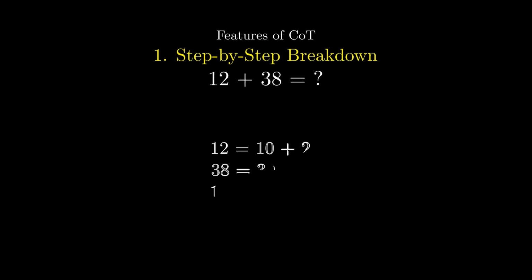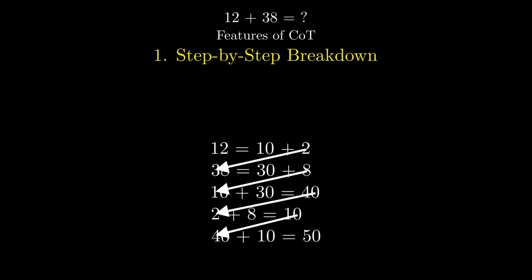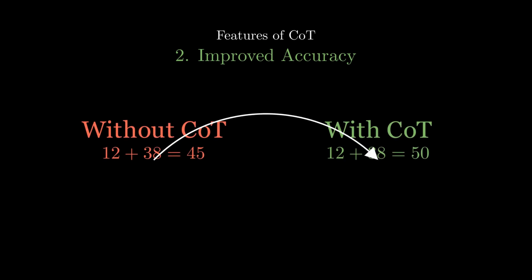So the features of chain of thought include step-by-step breakdown. For example, 12 plus 38. What it does is break it down into simpler blocks, like 12 equals 10 plus 2, 38 equals 30 plus 8. Then it does 10 plus 30, which is 40, and then 2 plus 8, which is 10. So 40 plus 10 is 50, which makes it correct. It just maps out the other part. Something else is improved accuracy. Without COT, it might be wrong, but with COT, it will give us an explanation and the correct answer.